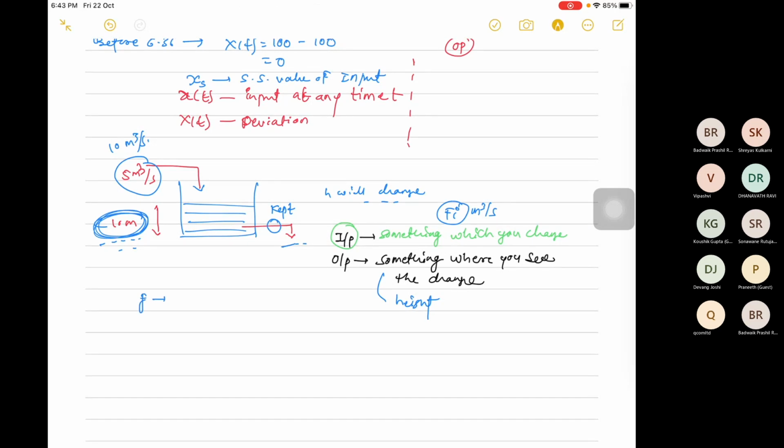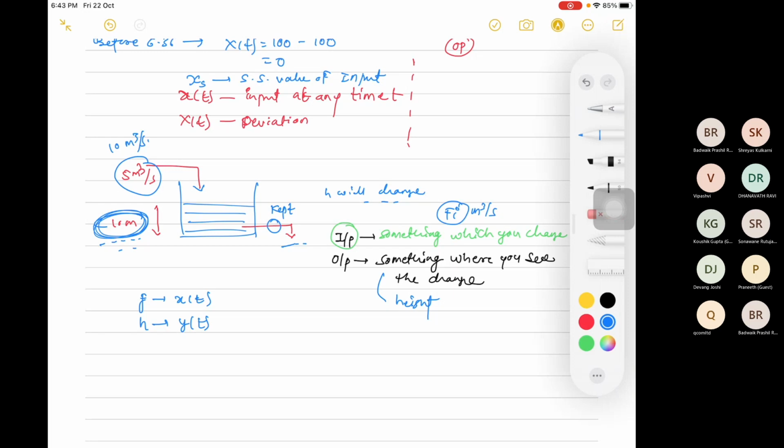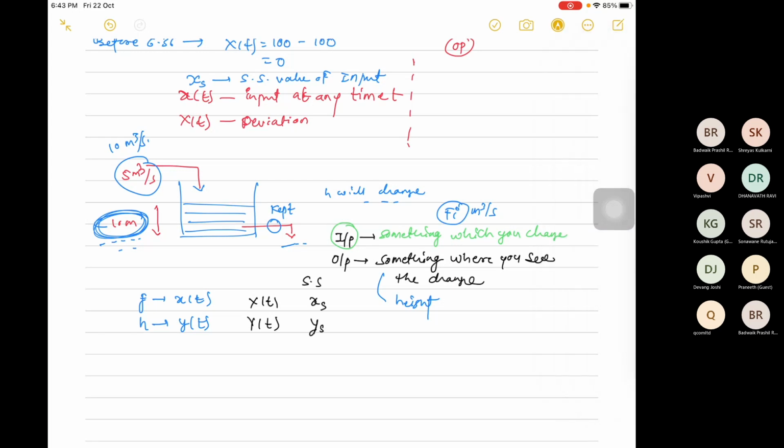Small f is your input variable, that is small x of t. And what is your output variable? Small y of t is your height. Okay, and this is what x of t, y of t. Correspondingly, there will be capital X of t and capital Y of t as a deviation variable, and x of s and y of s, small y of s, as your steady state value. This is what is deviation variable.